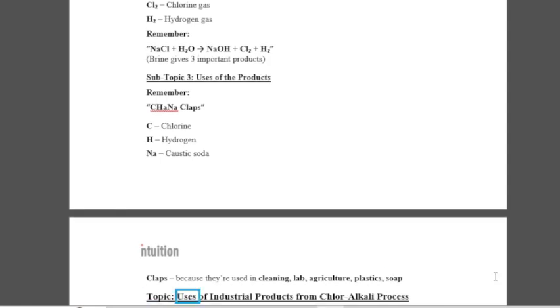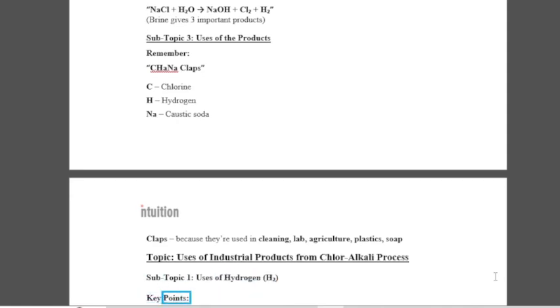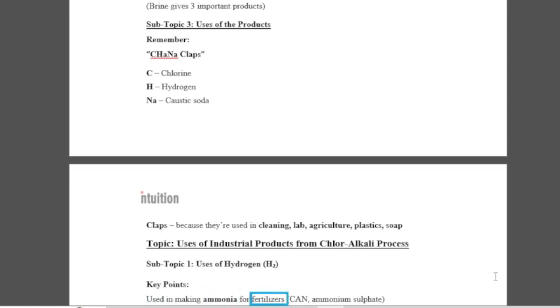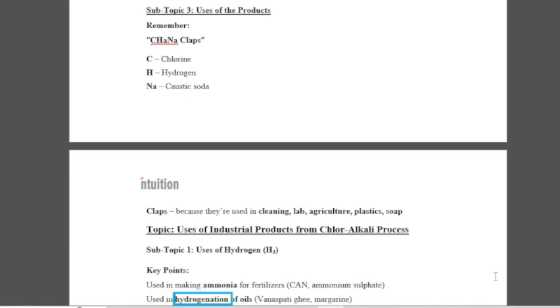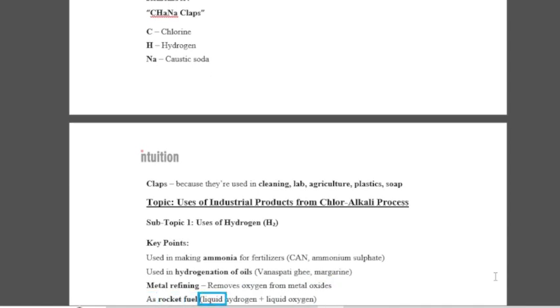Topic. Uses of industrial products from the chlor-alkali process. Subtopic 1. Uses of hydrogen, H2. Key points: used in making ammonia for fertilizers, such as ammonium sulfate. Used in hydrogenation of oils, for vanaspati ghee and margarine. Metal refining removes oxygen from metal oxides. As rocket fuel: liquid hydrogen plus liquid oxygen.